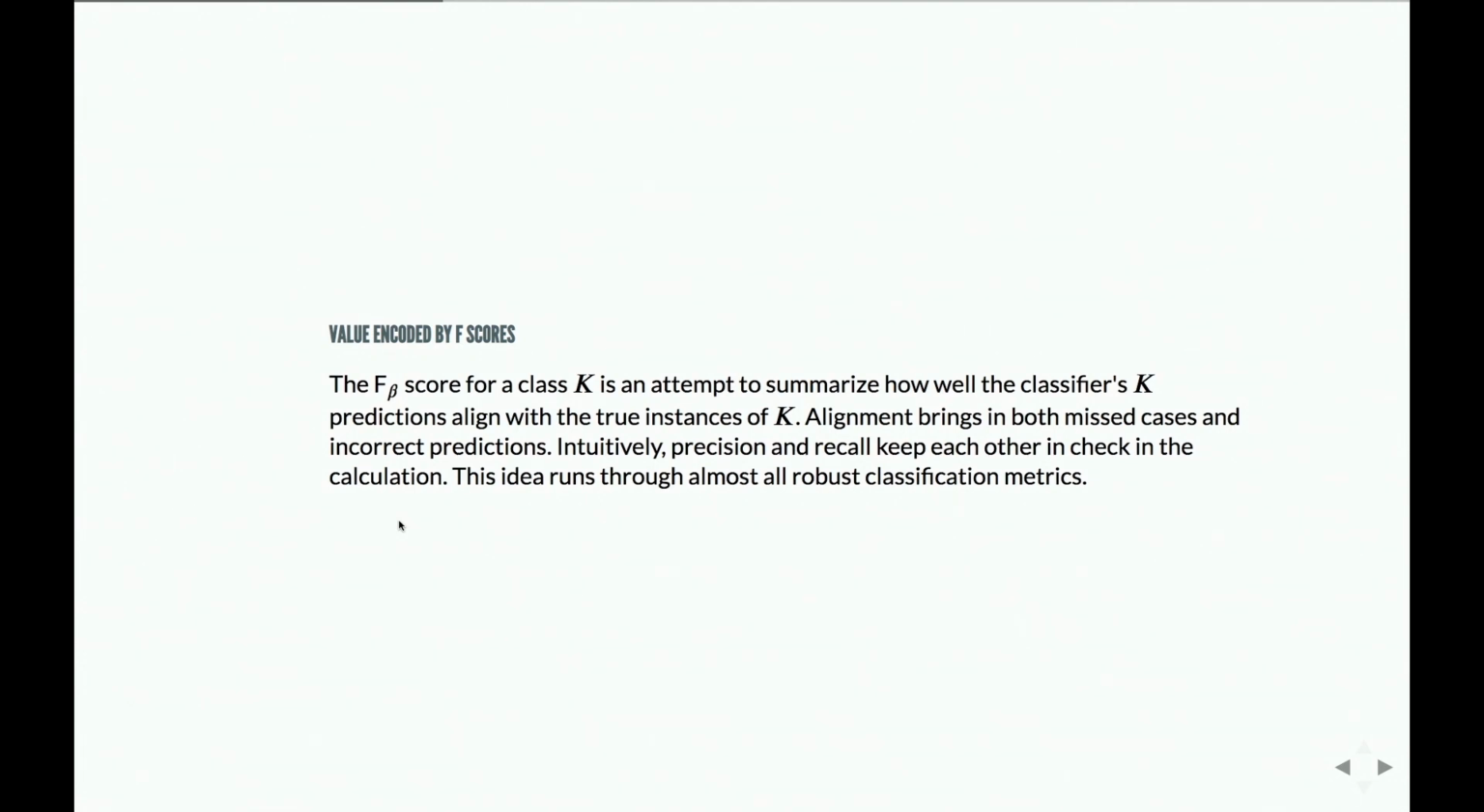What's the value encoded by F-scores? Here's one way that I tried to articulate it. It's an attempt to summarize how well your classifier's predictions for a certain class k align with the true instances, where what I'm trying to bring out with align is not only giving you credit for the hits, but also detracting for the misses, in the case of F1, in a symmetric way. And intuitively for all these things, precision and recall are keeping each other in check somehow for these calculations. If you go through the notebook on your own, you'll see that theme recur again and again outside of the classification context.